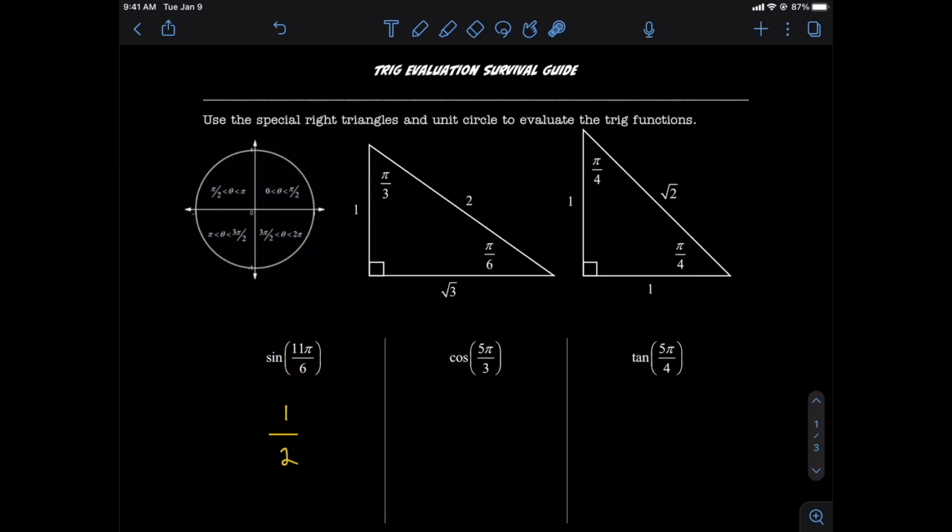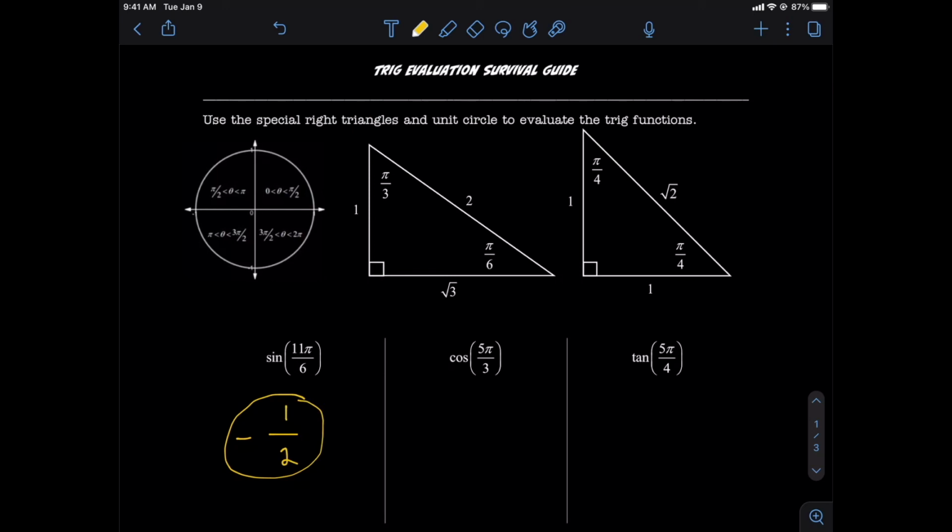We'll decide if we need a positive or negative depending on the 11 pi over 6. The fraction 11/6 is the same as 1 5/6. 1 5/6 is between 1 1/2 and 2, putting it here in the fourth quadrant. Since we're dealing with sine, which is negative in quadrant 4, our final answer is negative 1/2.